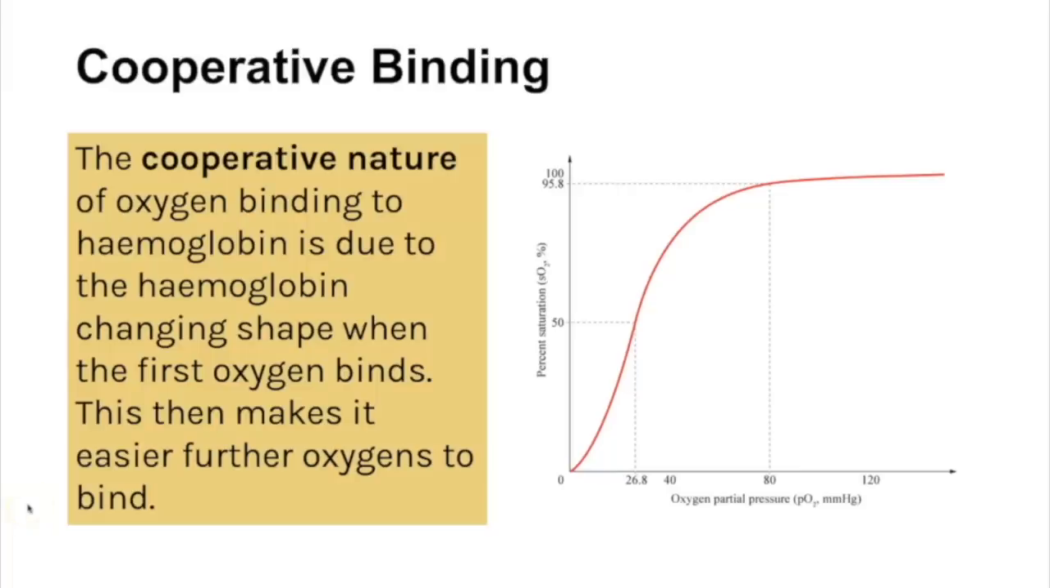Now this graph also demonstrates cooperative binding. And this cooperative nature of oxygen binding to haemoglobin is due to the haemoglobin changing shape when the first oxygen binds. It then makes it easier for the subsequent oxygens to bind.